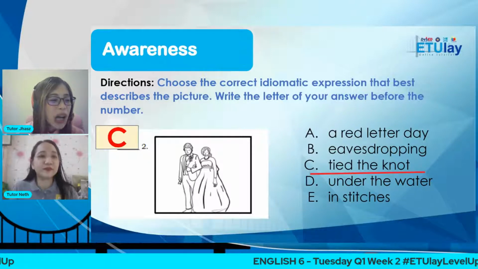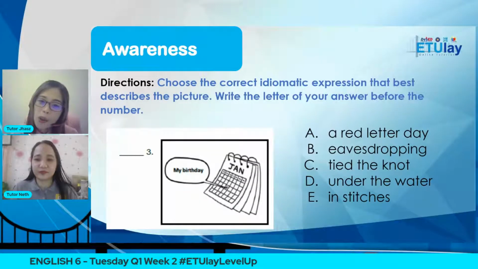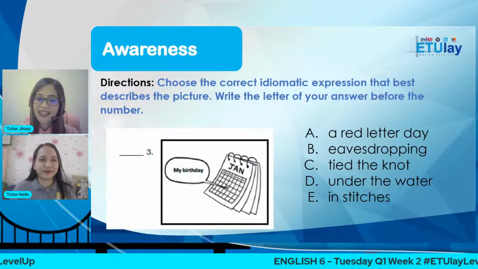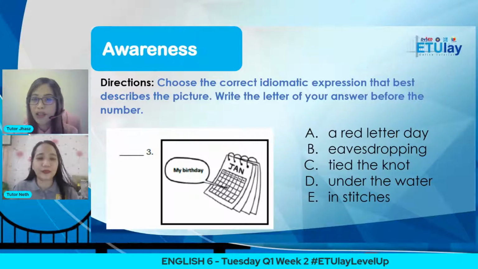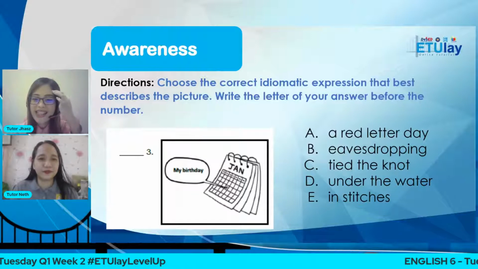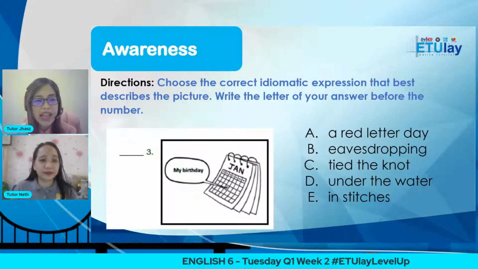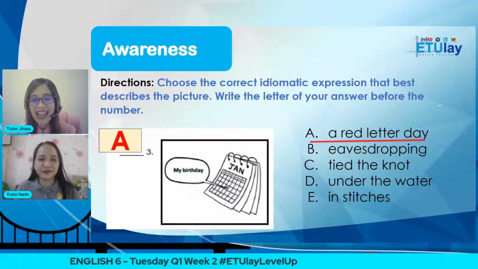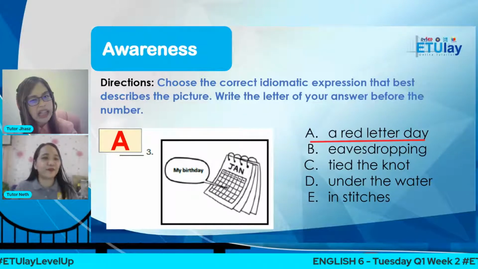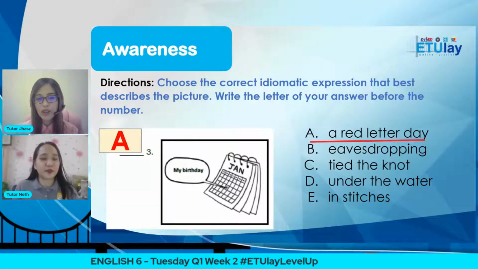Okay? And how about for number 3? Number 3 now, learners. Oh, January, my birthday. What does this mean? My birthday, tapos calendar yan. Ano ibig sabihin nito? Number 3, learners. The answer is, okay, Layla Camille, A. Inaj, A. The correct answer is letter A, red letter day. And when you say a red letter day, that has something to do with a memorable, happy day.